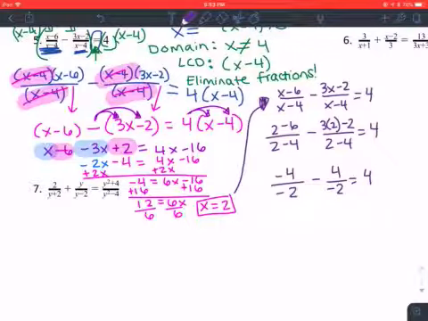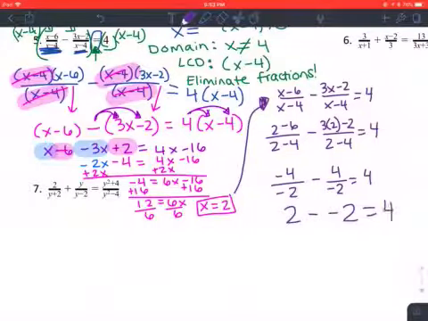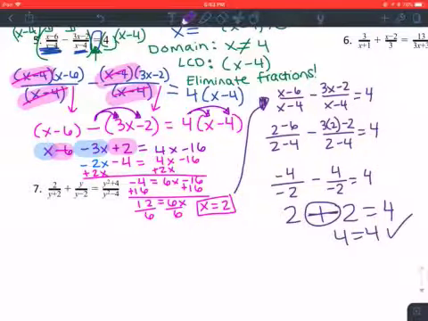And then this reduces. Negative 4 divided by negative 2 is a positive 2 minus 4 divided by negative 2, that's a negative 2. 2 negatives will make the positive. 4 equals 4. And the solution was correct.